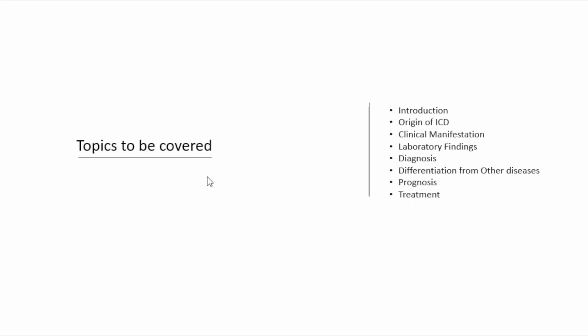Today we are going to discuss I-cell disease, a very important topic for your exam. We are going to divide this lecture into several parts. In the first part, we are going to discuss the origin of I-cell disease. In the second part, we are going to learn about its clinical manifestations, laboratory findings and its diagnosis, as well as how we differentiate I-cell disease from some other diseases with which it shares common clinical features, and the final part is prognosis and treatment options.